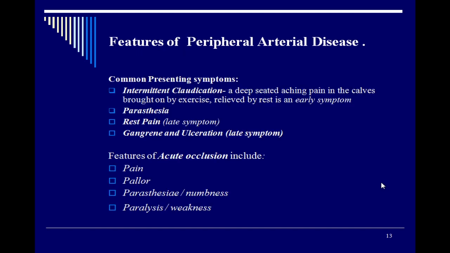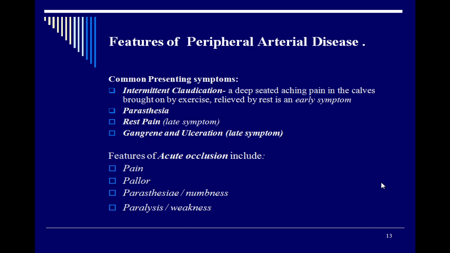Features of peripheral arterial disease. Common presenting symptoms: intermittent claudication, a deep-seated cramping pain in the calf brought on by exercise, relieved by rest, an early symptom. Paresthesia. Rest pain, usually a late symptom. Gangrene and ulceration, also late symptoms.